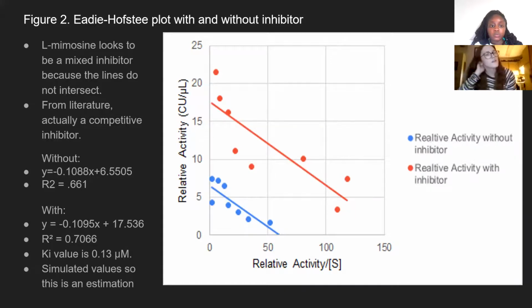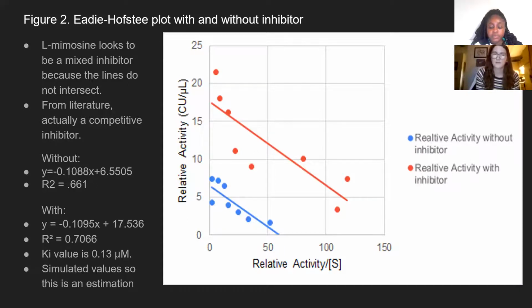For the experiment with the L-mimosine, which is the red line, our equation was negative 0.1095x plus 17.536. Our R-squared value is 0.7066. So it is higher than 0.5. So our data was fitting the line somewhat, and the data is significant. The published Ki value, or the inhibitory constant, is 0.13 micromolar.